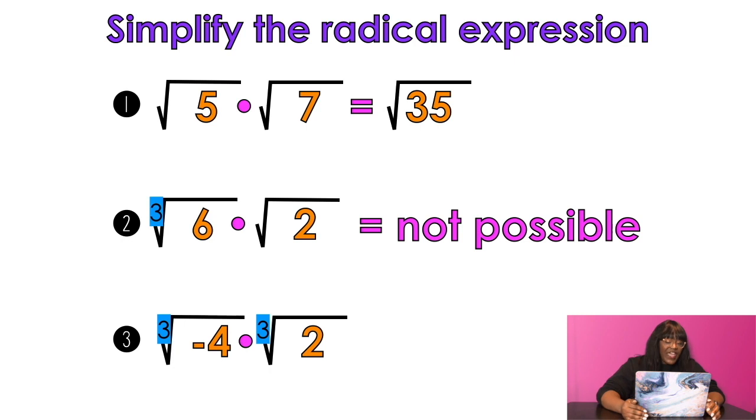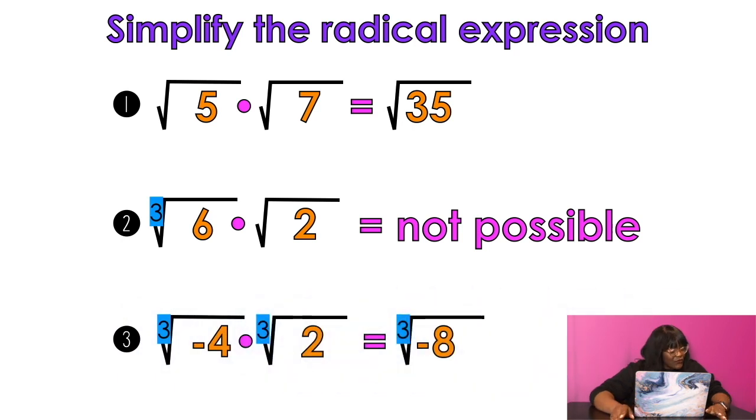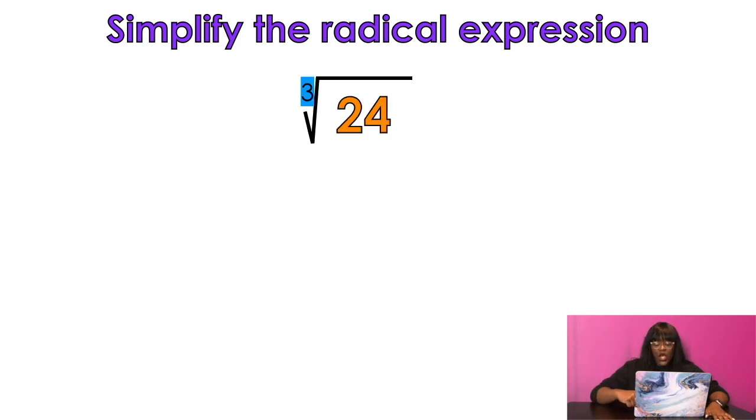When I have both of them as the same root, both cube roots, I'm going to go ahead and multiply -4 times 2, and that's going to give me -8. And we know that I have a cube root, and cube roots have one real solution. What's that one real solution? -2. So I would simplify that further because I can. The square root of 35, I can't simplify, so I'm going to leave it alone. But the cube root of -8, I can, and that's a -2. So that's why I went further on that problem.